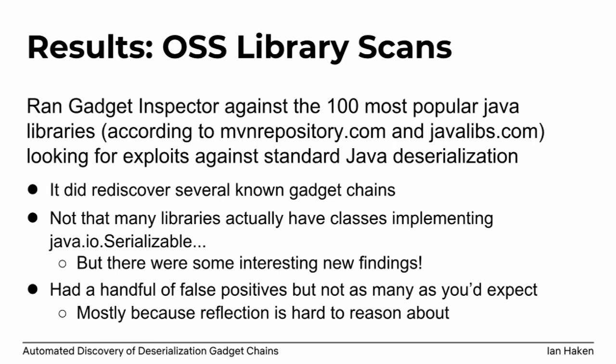It did actually find some interesting new stuff. It did have a handful of false positives because there are some assumptions, but there's not as many as you'd expect. And I think that's because most of those assumptions I made are reasonably valid. They make sense in this context. Most of the sources of false positives is because reflection is hard.